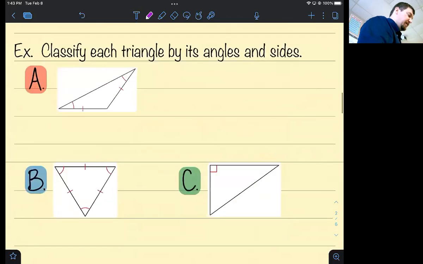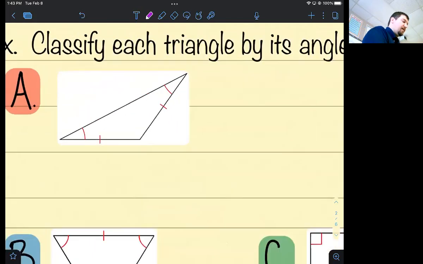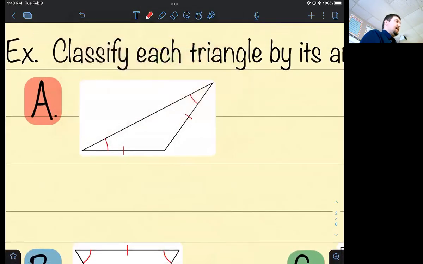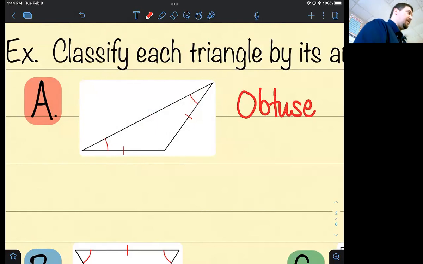Okay, so example A. Classify this triangle for me by its angles and by its sides. Let's start off with angles. Alex, would you say this is an acute, right, or obtuse triangle? It is obtuse. Yep, that one obtuse angle on the bottom makes this an obtuse triangle. You only have to have 1. You can't have 3 obtuse angles.